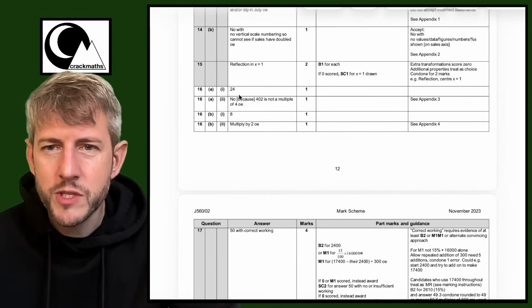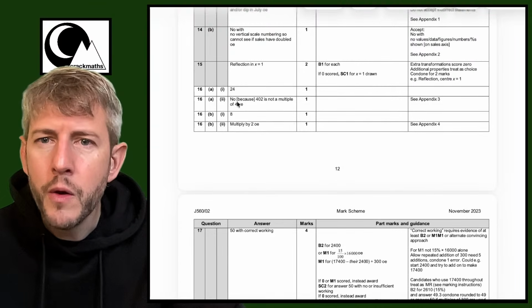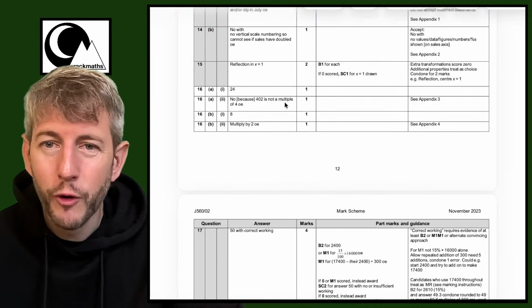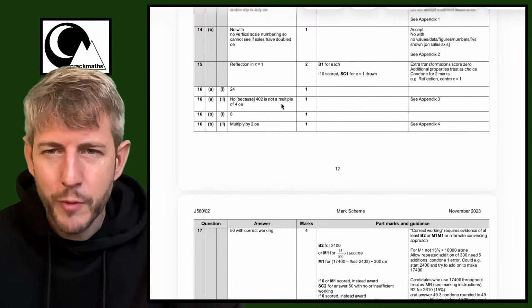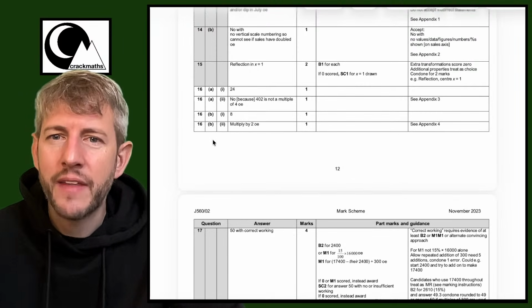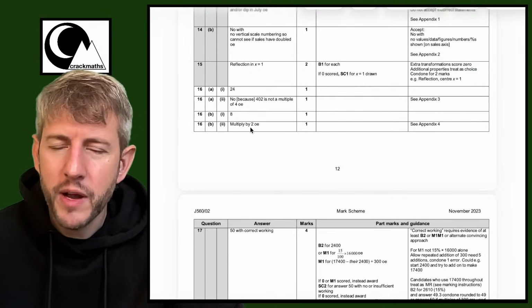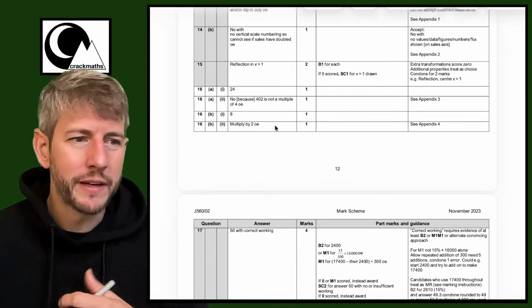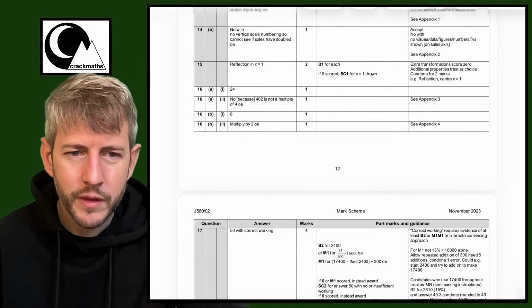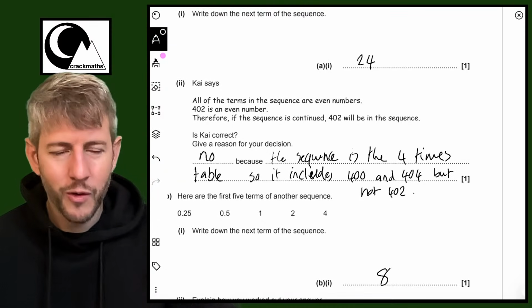So the first one was 24. No, because 402 is not a multiple of 4. Yep, that's the same thing, not in the 4 times table. Next, 8. And this one says multiplied by 2 or equivalent, which means doubling. Okay, wonderful. So let's go on to the next page.